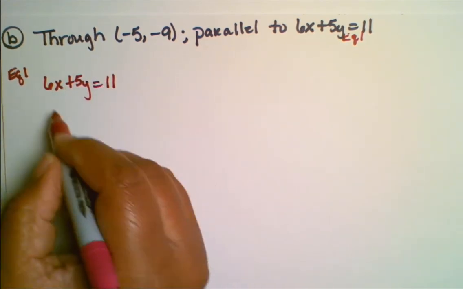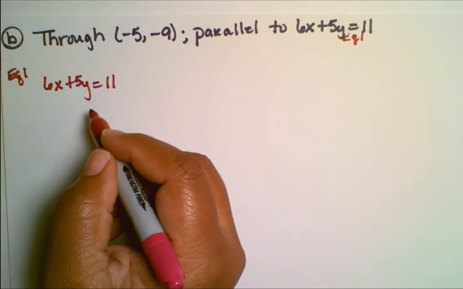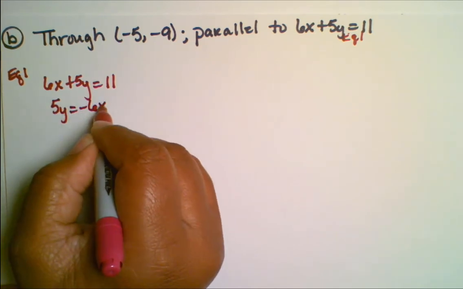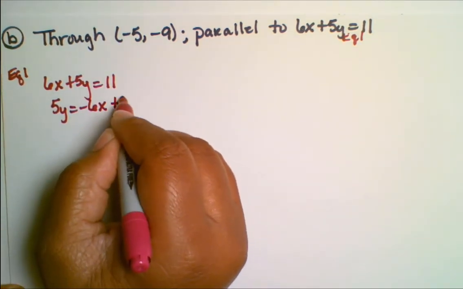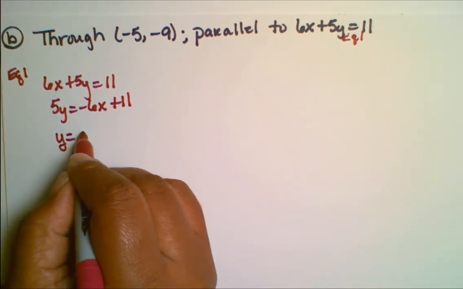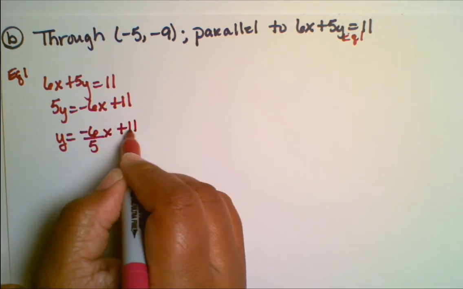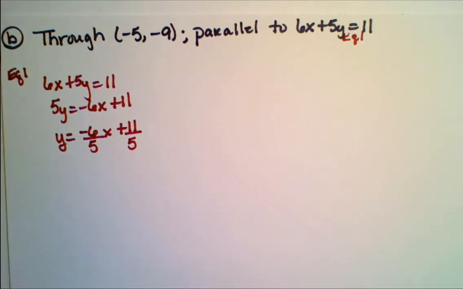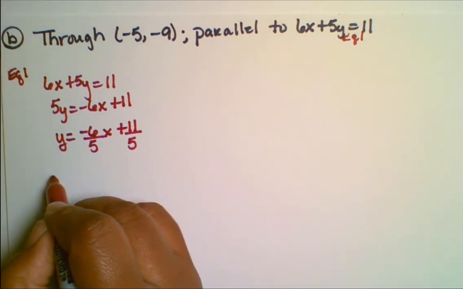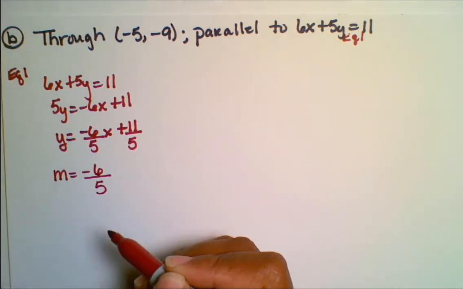Solve for y. We're going to subtract 6x from both sides. I'm not going to show those steps, I'm just going to do it. And so we have 5y = -6x + 11. Then we divide by 5, and our answer is y = -6/5 x + 11/5. So for our equation 1, the slope is -6/5.